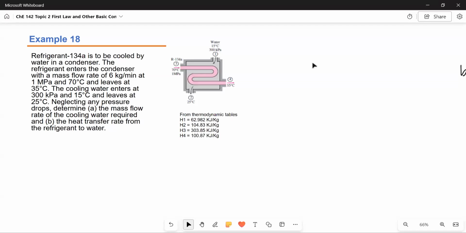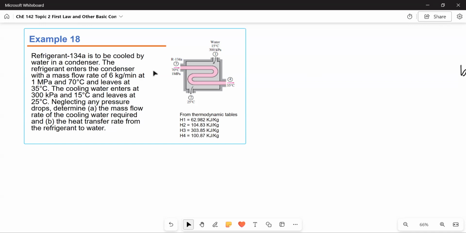Hello everyone. Today we will continue solving problems under steady state flow devices. And the first one is for heat exchangers. Refrigerant 134A is to be cooled by water in a condenser.